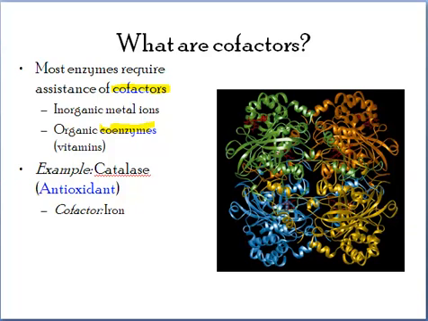Now these cofactors or coenzymes can be metals or some larger molecule. For example, iron is a cofactor, and so are vitamins of all different sorts.